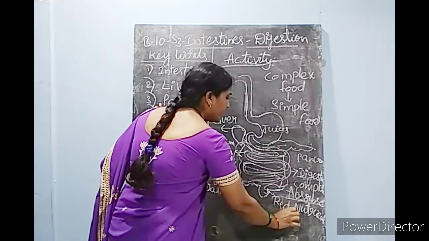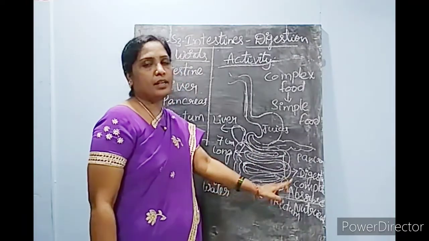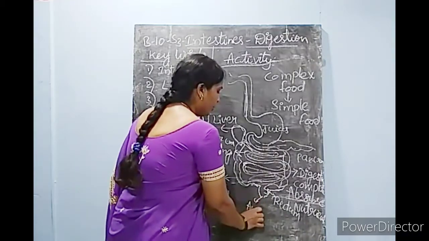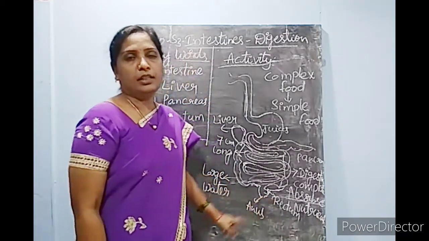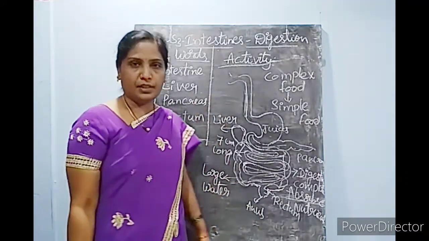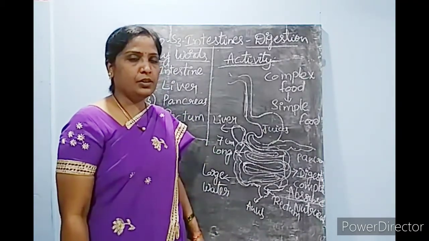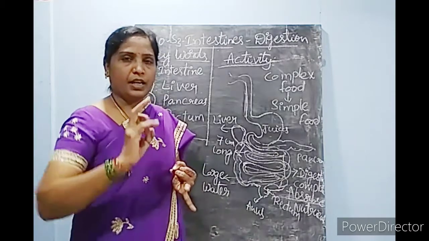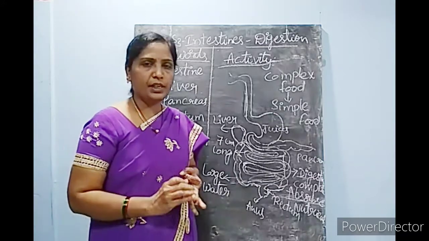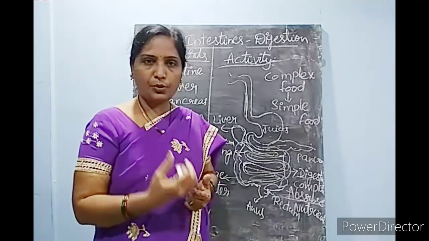After the large intestine, the organ which is present is called the rectum, and the rectum is connected to the anus, and through the anus the waste material is eliminated or sent out from the body. So this is the role of intestines in our digestion. Understood, children? So today you did an activity and you learned the structure of the intestine, what juices are mixing with food in the intestine, and what functions the small intestine and large intestine are doing.